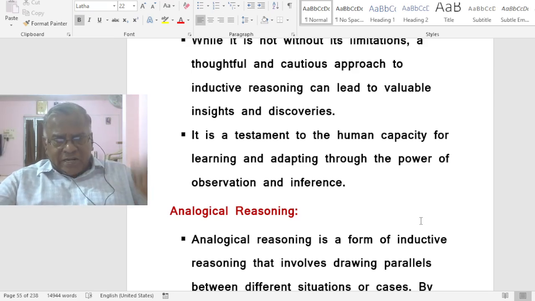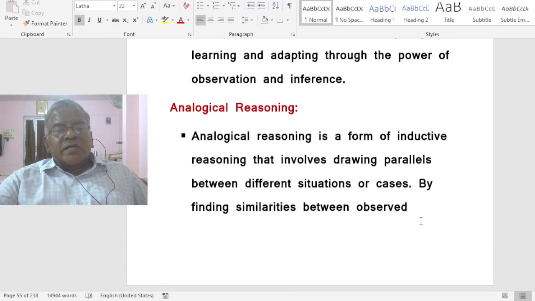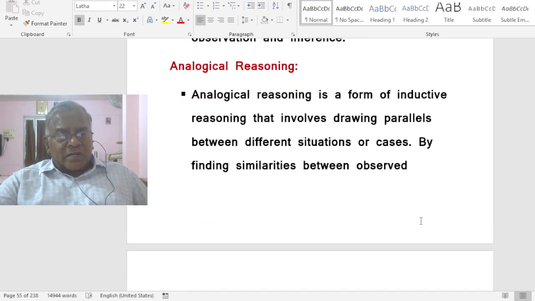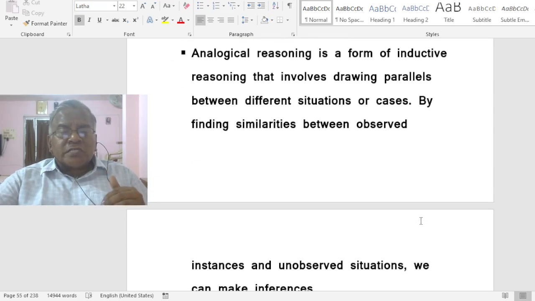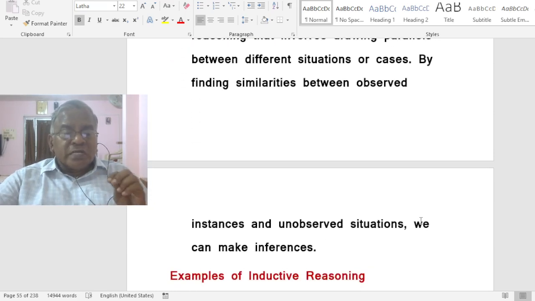Then analogical reasoning, another type of reasoning, comparison in other words. Analogical reasoning is a form of inductive reasoning that involves drawing parallels between different situations or cases. By finding similarities between observed instances and unobserved situations, we can make inferences.